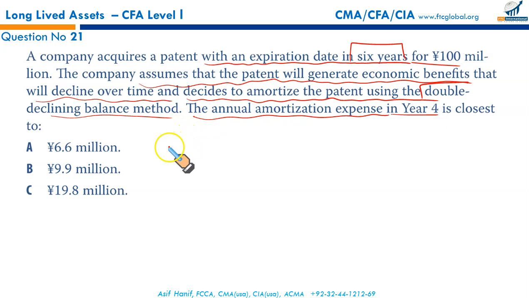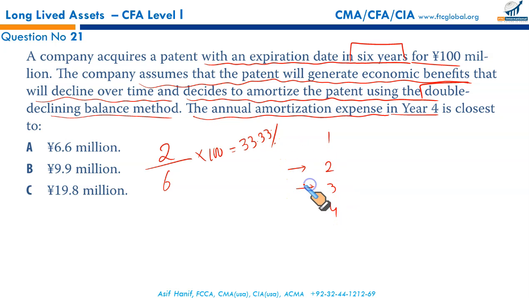Let us first calculate the rate: 2 divided by the estimated life, multiplied by 100, that gives you 33.33%. We have to calculate the depreciation for the 4th year. I recommend this approach because sometimes you may have to find something in between these years. It's not difficult, you just press keys and get your result straight away. So first, what will be the depreciation in the first year? 100 million, the original cost, multiplied by 33.33%. That gives you 33.33 million.